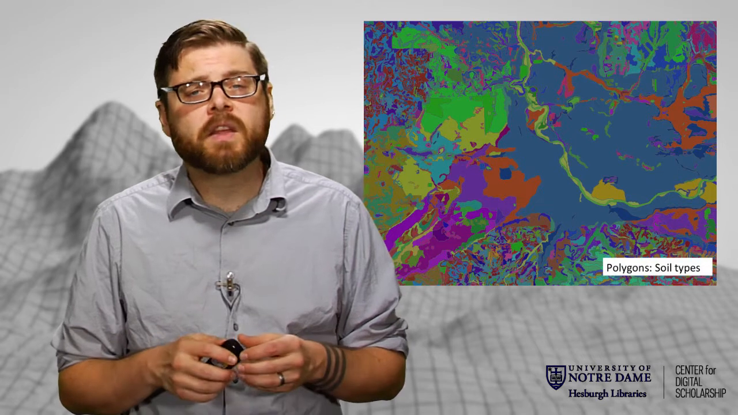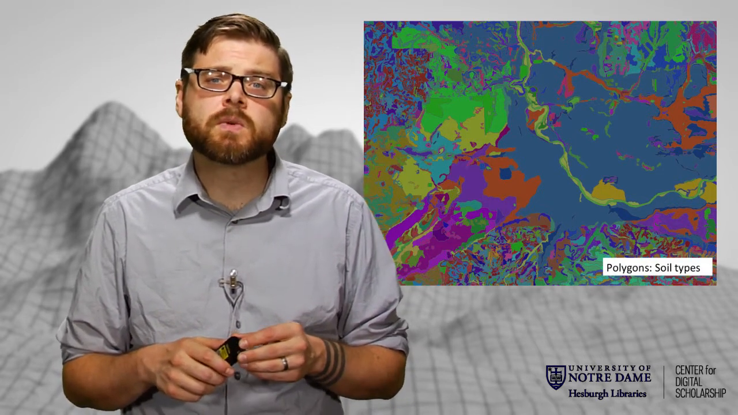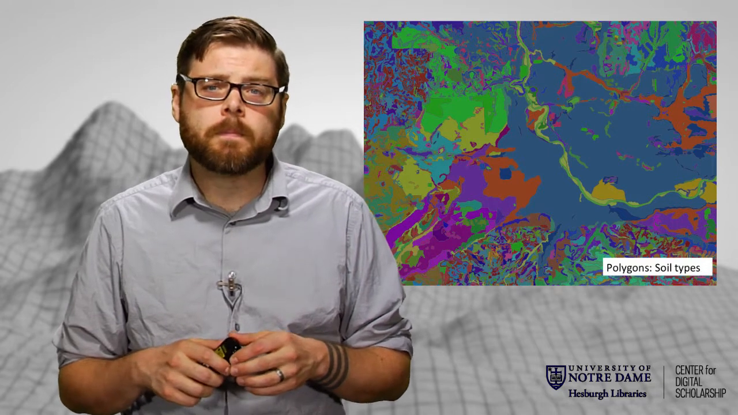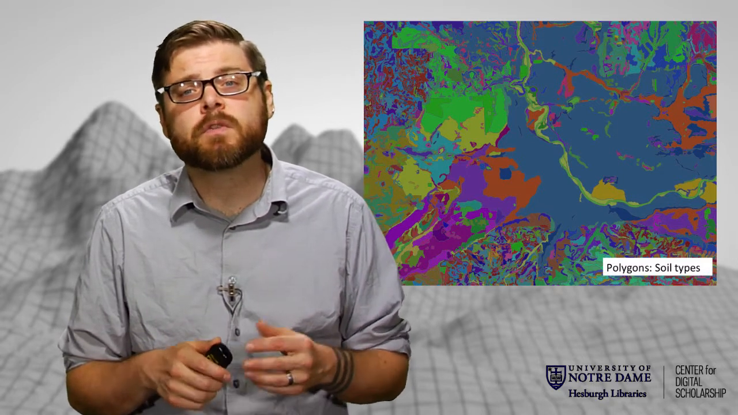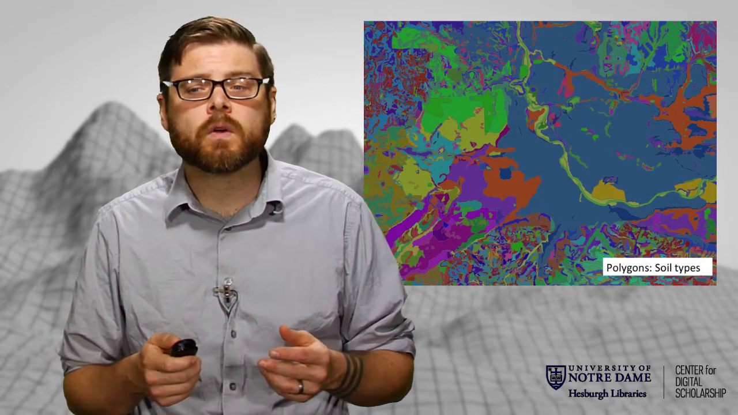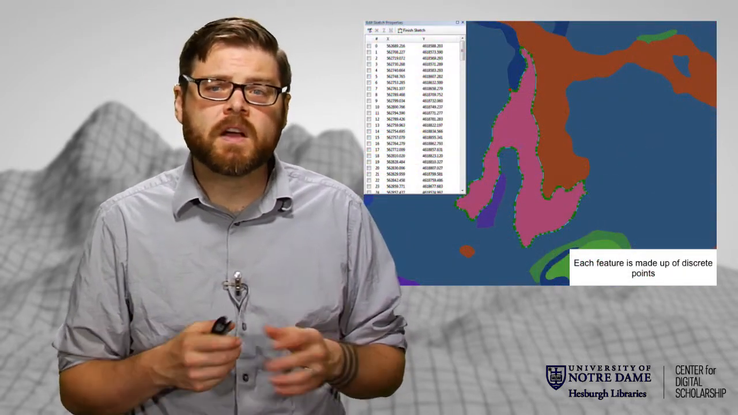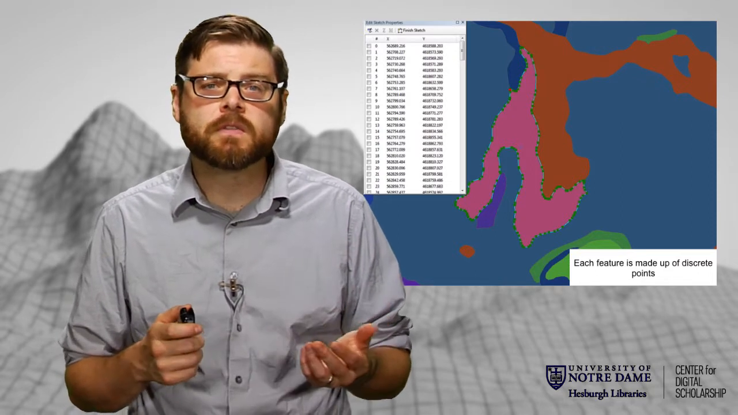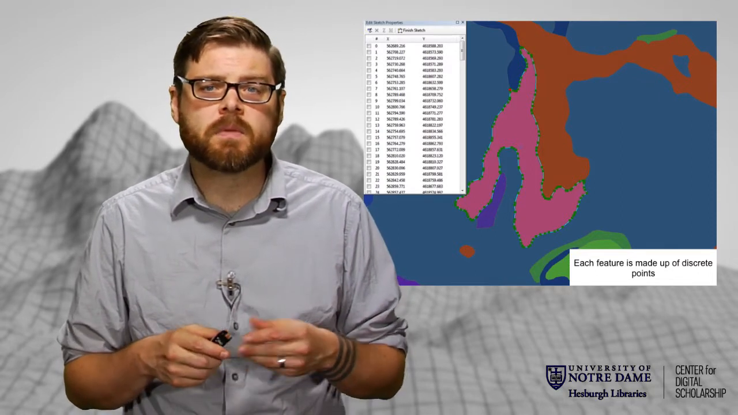We could also have polygons. In this case, we're seeing soil types. So this is something that's continuous across the area. But we could have polygons that weren't continuous, that had areas that they didn't cover, if we had, say, the footprints of buildings or the location of a particular type of forest. And again, somewhere in the files themselves, we have a series of vertices that make up the polygon.